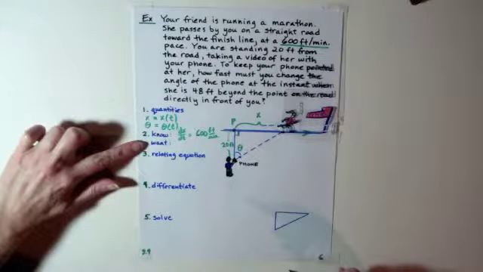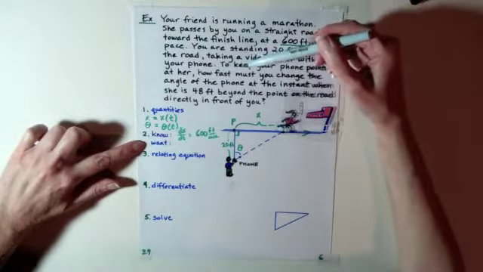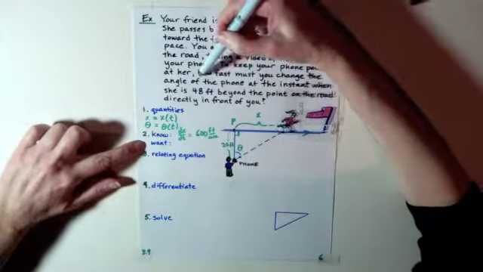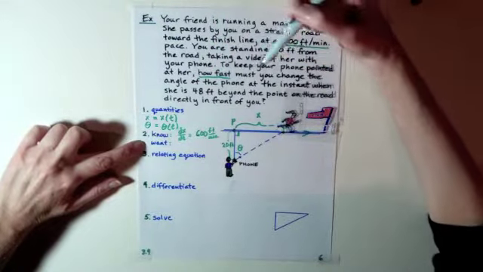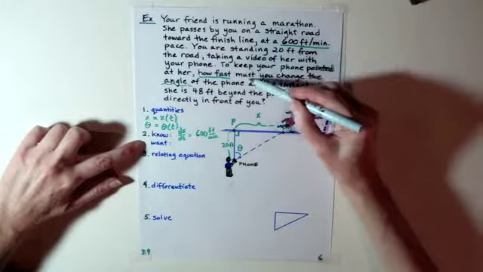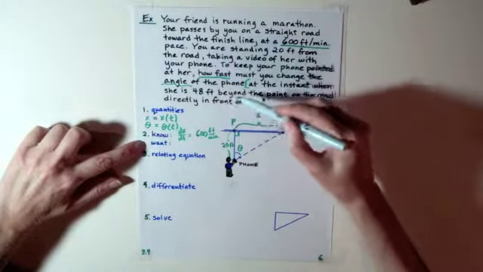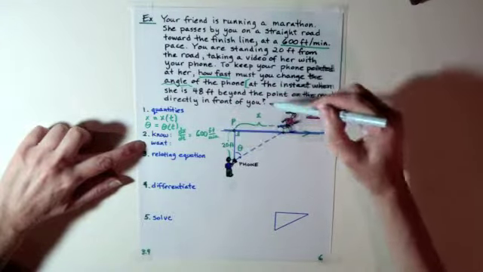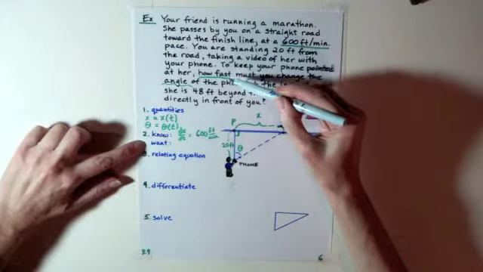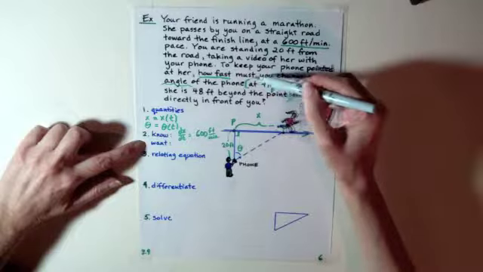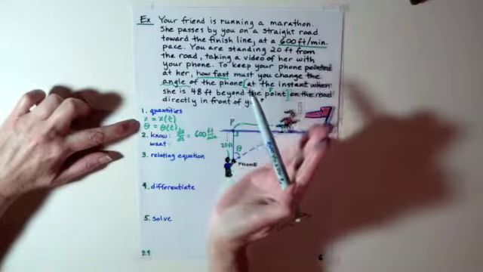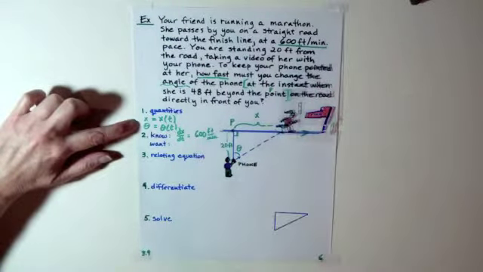What about the rate that we want? Well, it says down here that to keep pace, or to keep your phone pointed at her, how fast, in other words, at what rate, must you change the angle of the phone? At a certain instant in time, at the instant when she's 48 feet beyond the point on the road directly in front of you, in other words, beyond the point that we labeled P. So how fast, that's asking at what rate, so that's the rate we want, must you change the angle of your phone? In other words, how fast is theta changing? How fast do you have to keep changing this angle of your phone?